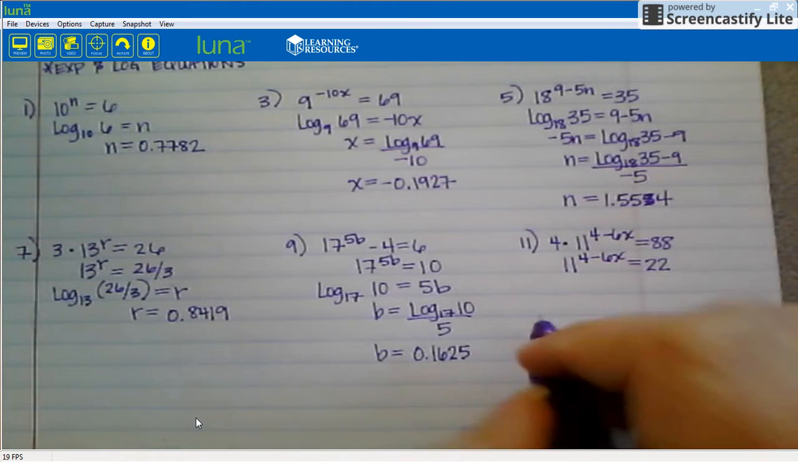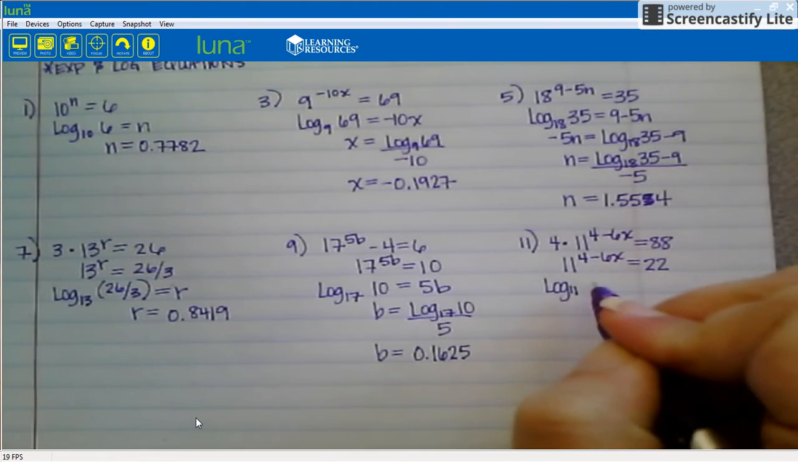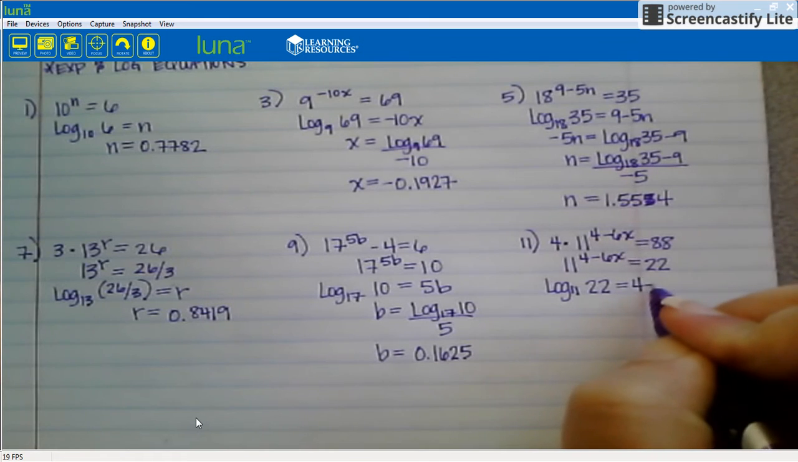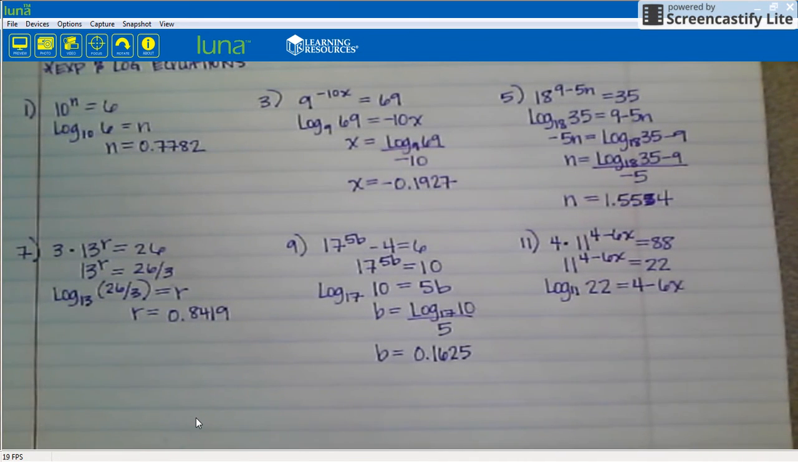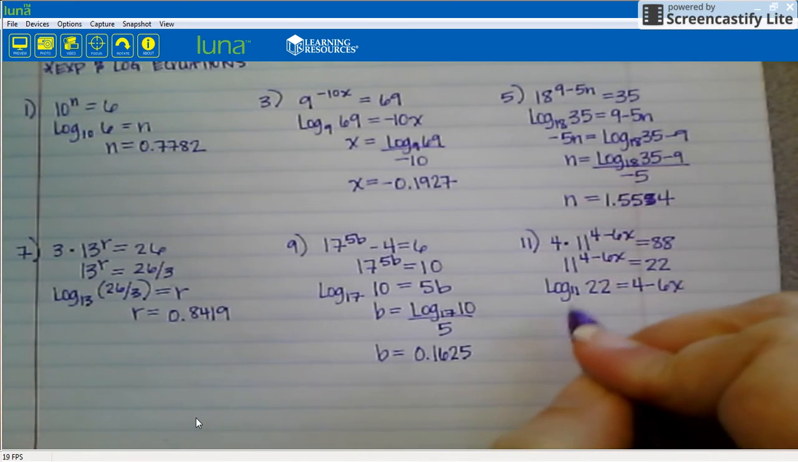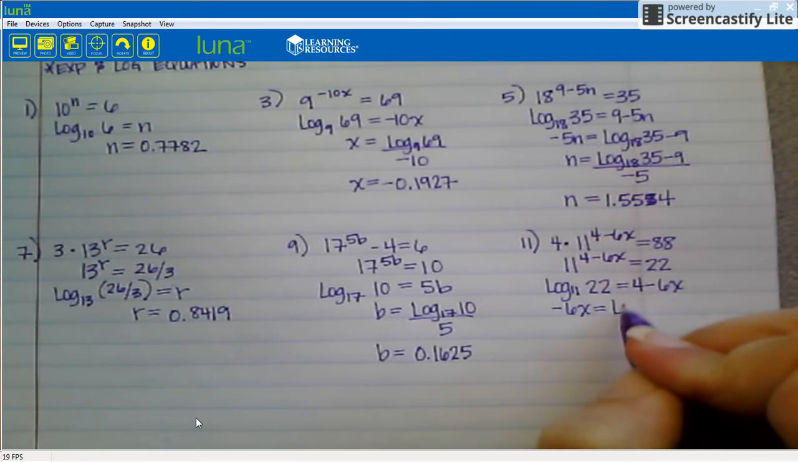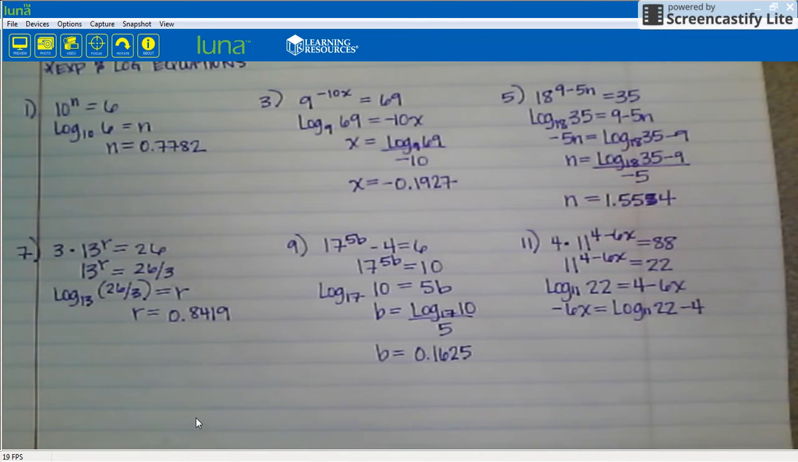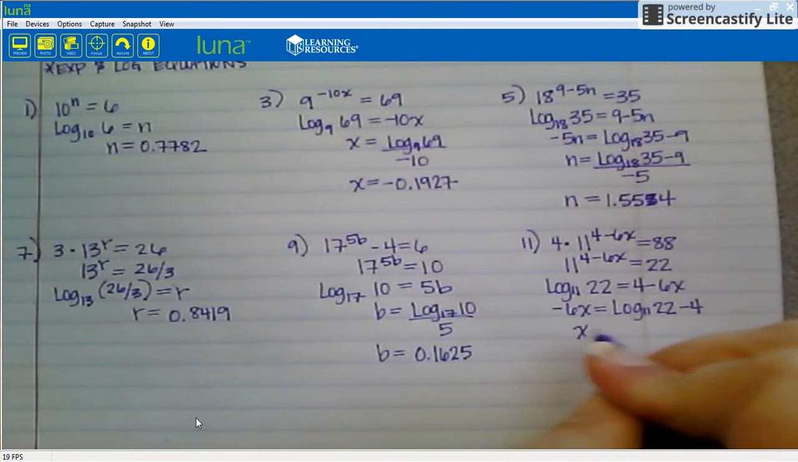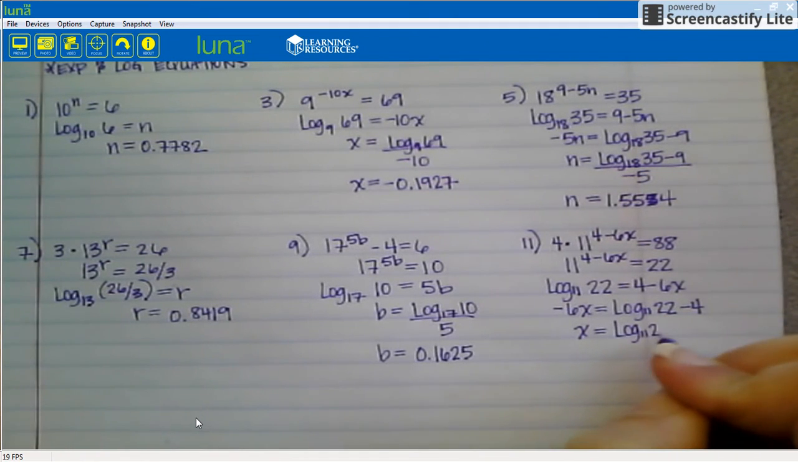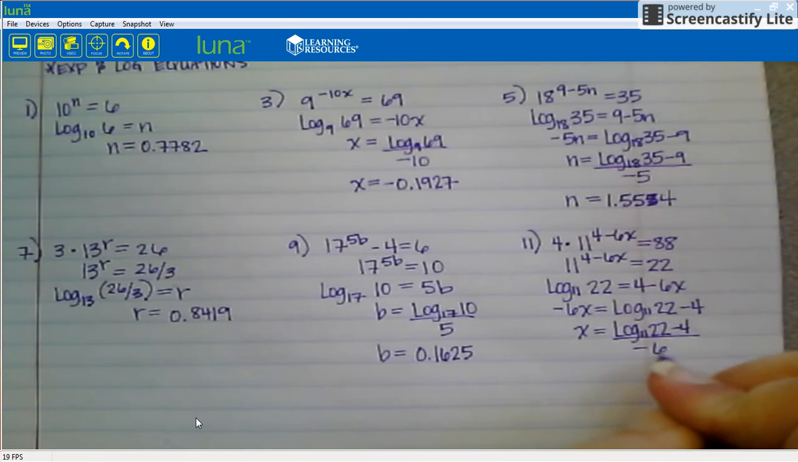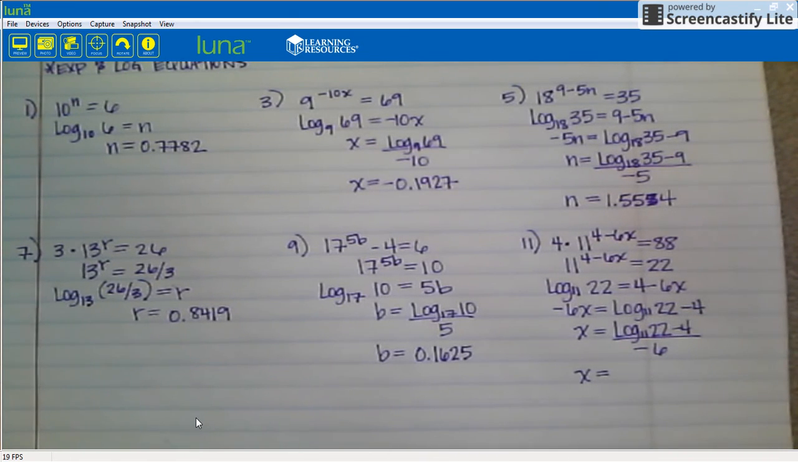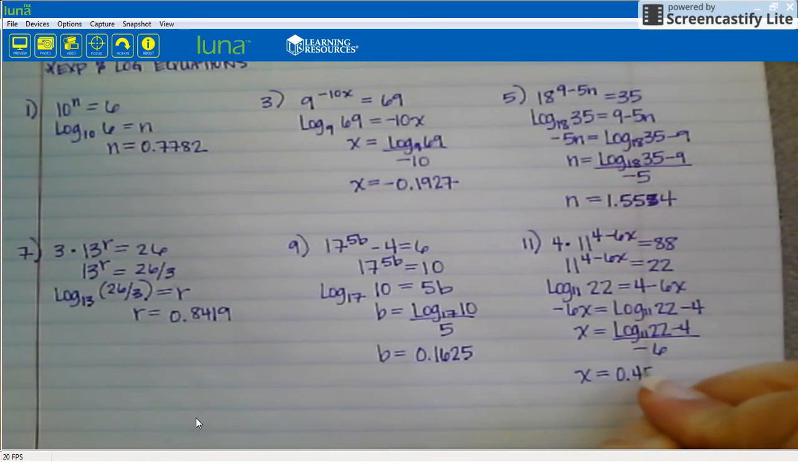Once I'm here, I rewrite as a logarithm. So I have log base 11 of 22 is equal to 4 minus 6x. So I need to solve for x at this point. So I'm going to subtract 4. So I have negative 6x is equal to log base 11 of 22 minus 4. And then I'm going to divide both sides by negative 6. So this is x is equal to log base 11 of 22 minus 4, divided by negative 6. So x is going to be equal to, by the magical power of our handy dandy calculator, 0.4518.